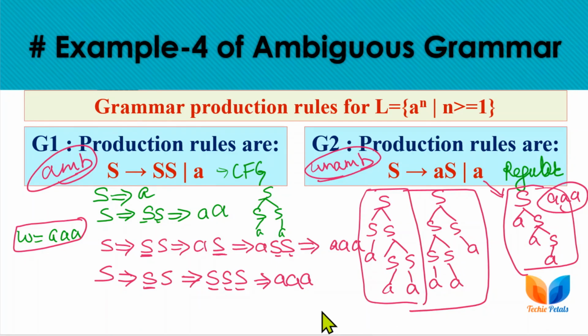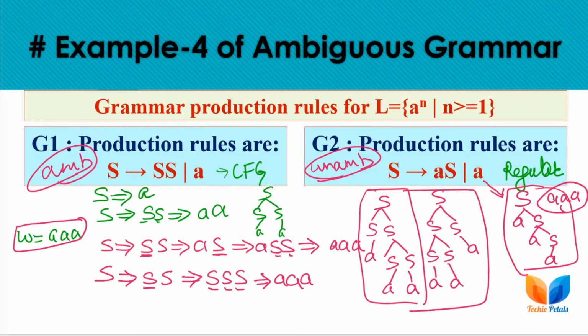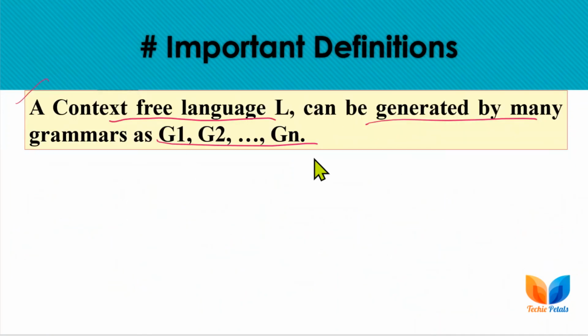So based on this concept, as for a given language we can have multiple grammars, and some grammars may be ambiguous and some may be unambiguous, we have some important definitions to study. A context-free language L can be generated by many grammars, as we have just experienced. For a particular language we can have multiple grammars with different production rules. So we can have many grammars corresponding to the given language L.